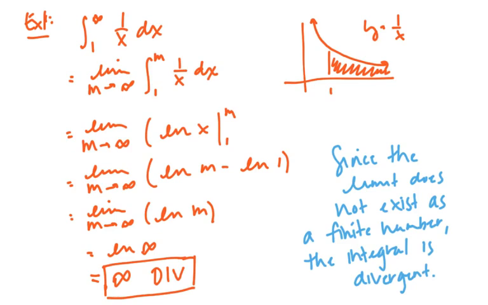Think about your definition of convergent and divergent. So if it goes to a finite number, then it converges to that finite number. Let's look at another example.